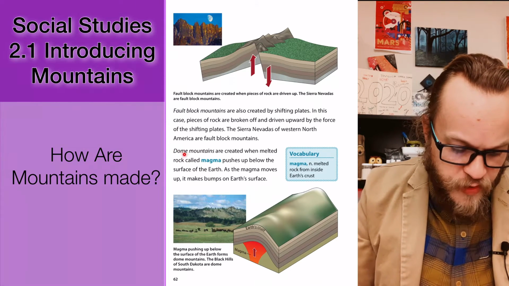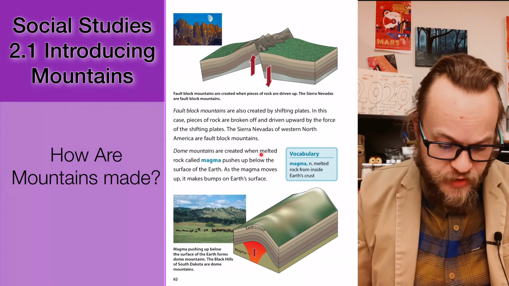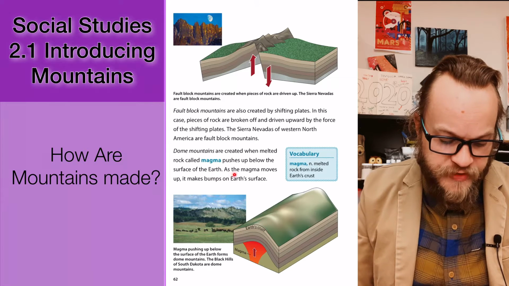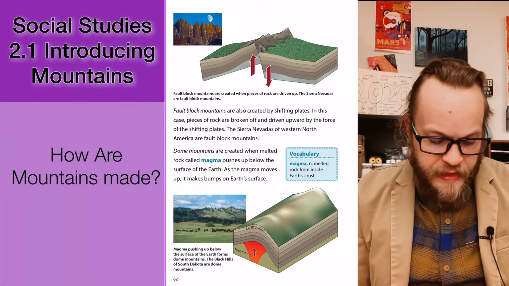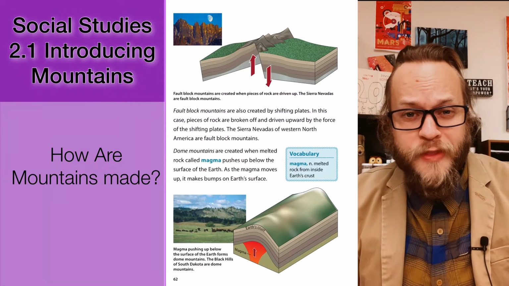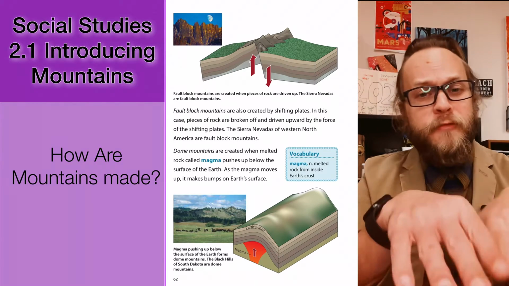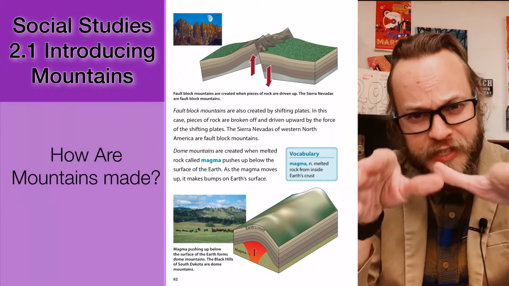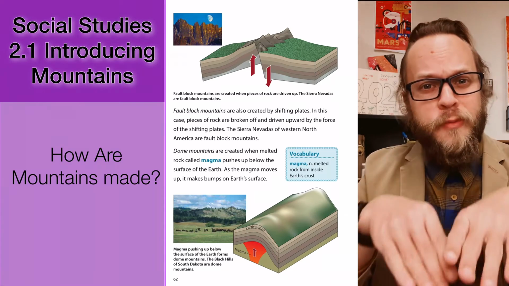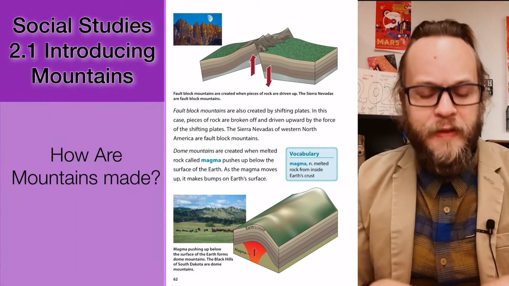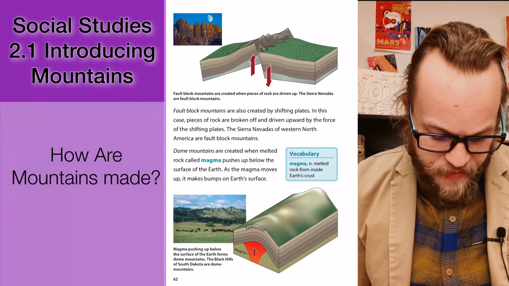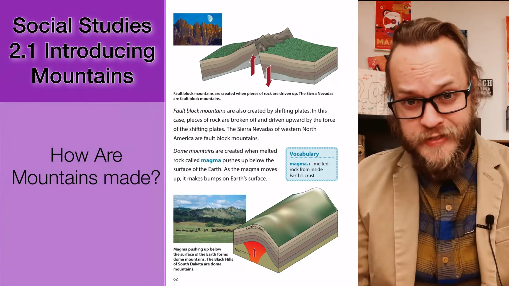Okay? We also have dome mountains, which are created when melted rock called magma pushes up below the surface of the Earth. As the magma moves up, it makes a bump on Earth's surface. So where you've got those hot spots that we talked about before, it becomes a volcano and it breaches open and that magma erupts into lava, you get a dome mountain. Something where you've just got extra pressure of magma pushing up Earth's crust.